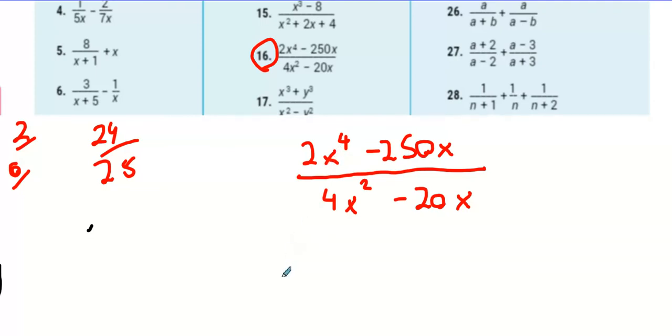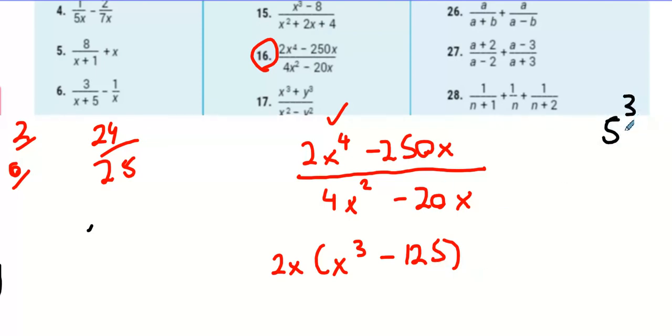I'm going to take out 2x. And what is left over is x cubed. Because what's 2x multiplied by x cubed? 2x to the 4th. Right? Minus 125. And I'm pretty sure that's a cubed number. I'm pretty sure that's 5 cubed. So it's actually x cubed minus 5 cubed. And there's a formula for that. Use the formula for it. You did it all weekend.